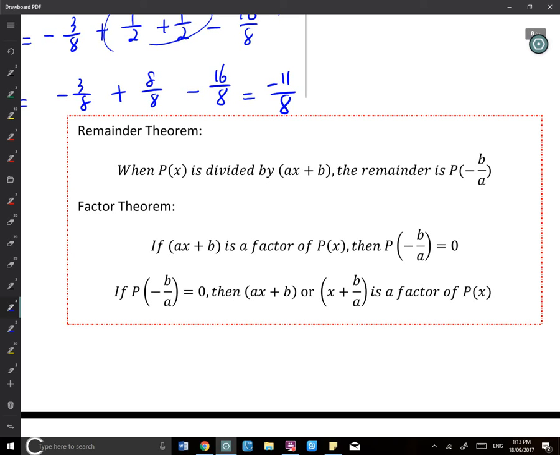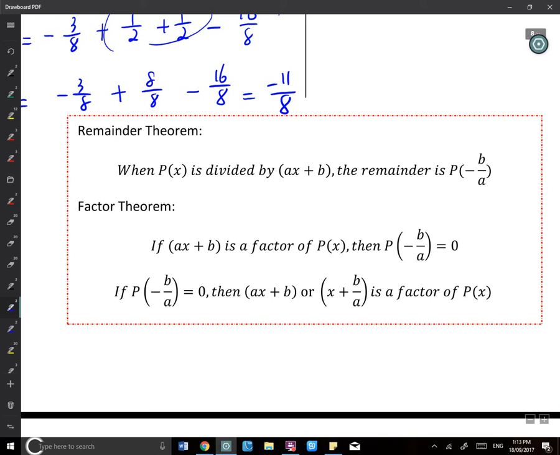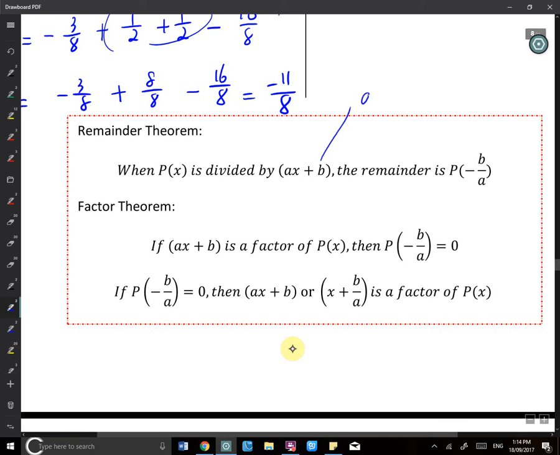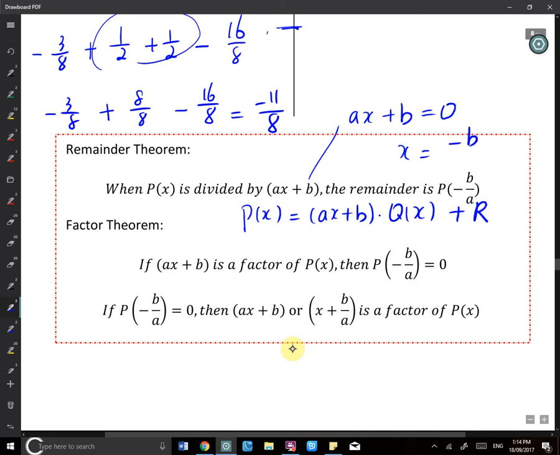The remainder theorem says when P(x) is divided by Ax plus B, the remainder will be P(negative B over A). So I will substitute a point into P, and what we're trying to substitute is a value that makes Ax plus B equal to 0. Remember that's because P(x) equals (Ax plus B) times Q(x) plus the remainder. So you substitute a value that can make Ax plus B become 0, so x will be minus B over A.